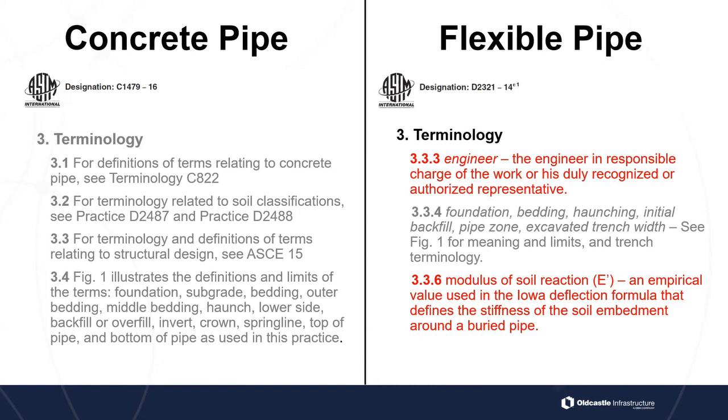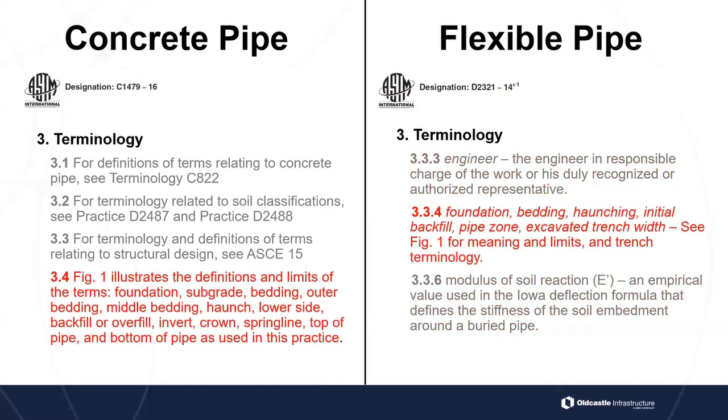So again, it's only talking about the stiffness of the soil, but we have to make sure that we are building that soil to be as stiff as the engineer tells us, to make sure that we're achieving that E prime number. That helps us keep it within the allowable deflection limits that we talked about in the previous webinar, which for most municipalities in most states is 5% or less deflection in a flexible pipe.